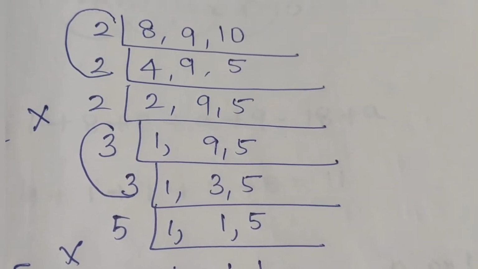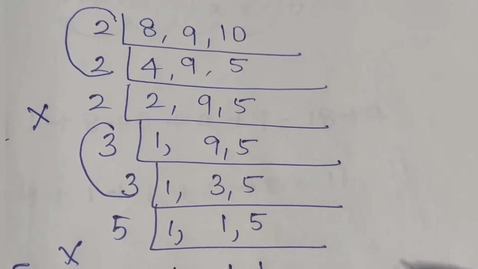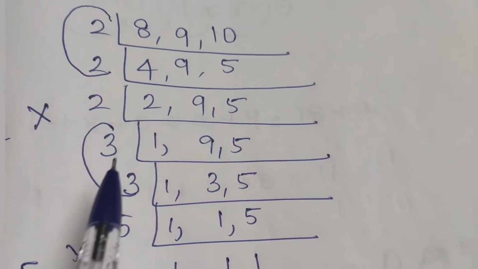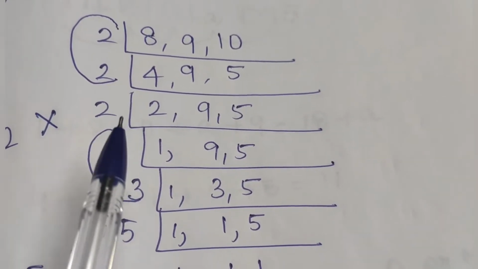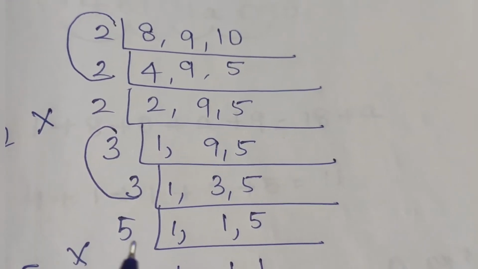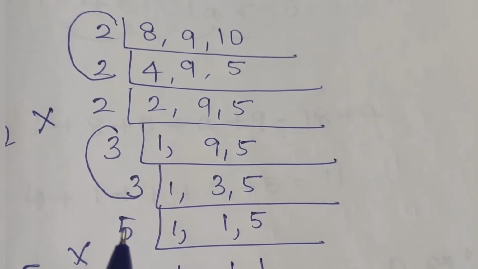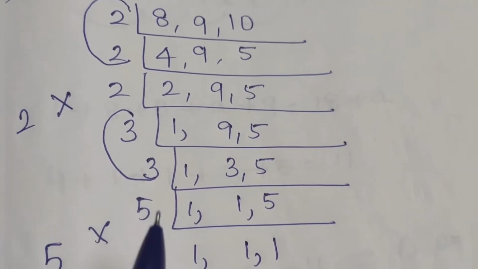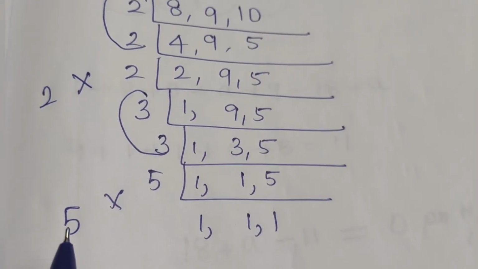I need to make a square number. So I pair, when I pair I get a 2, there is a pair, and 3, there is a pair. This 2 does not have a pair and this 5 does not have a pair. So I need to make a pair. So I multiply one more 2 and I multiply one more 5.